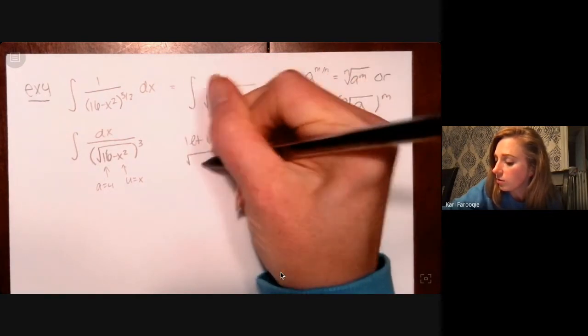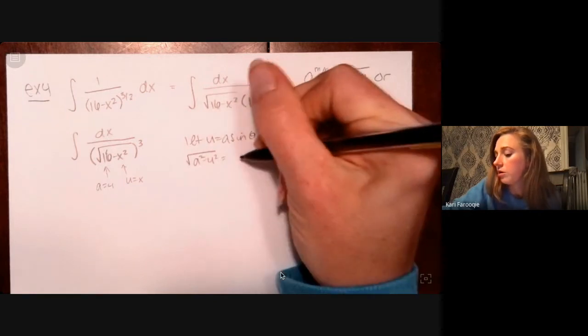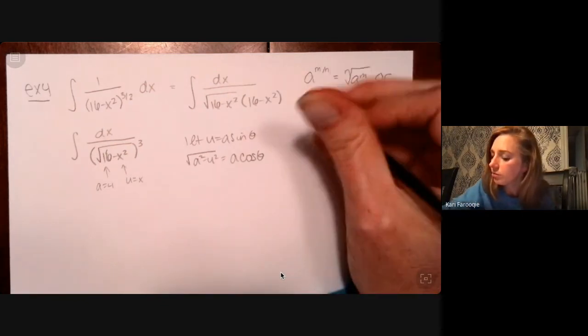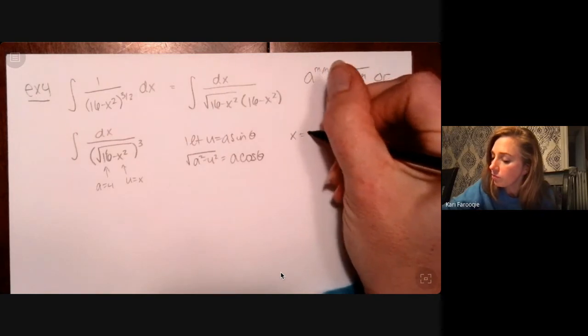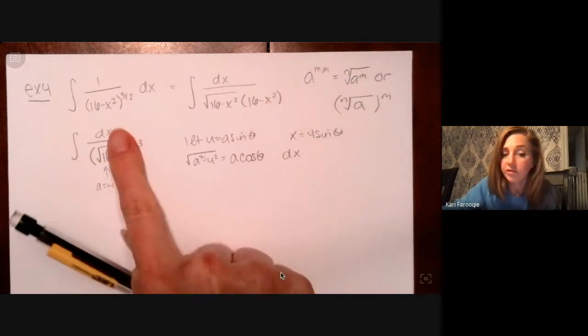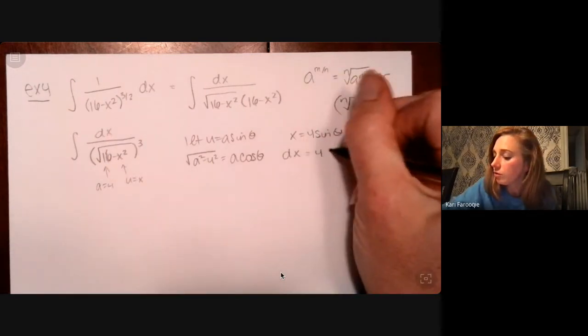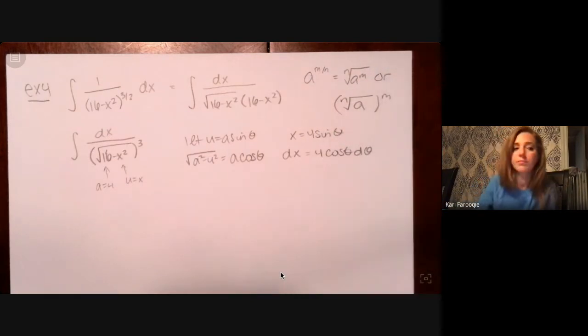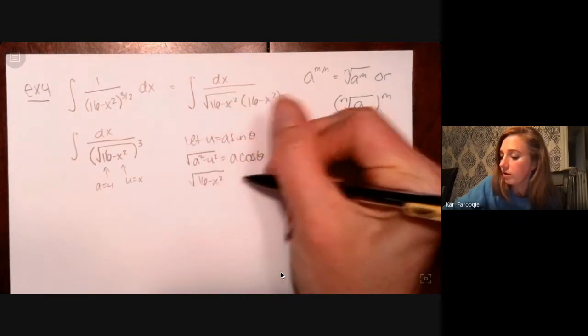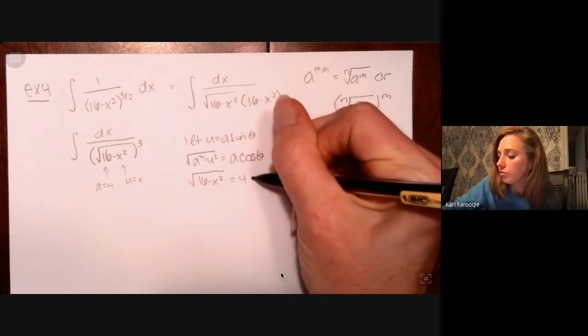And then we let the radical a squared minus u squared be equal to a cosine theta. So let's go ahead and fill that in now, figure out what we're dealing with here. So we'll have x equals 4 sine theta. And then remember, we're going to need a dx because that's going to have to get subbed out for cosine theta d theta. All right, and then for our radical, we have the square root of 16 minus x squared equals 4 cosine theta.